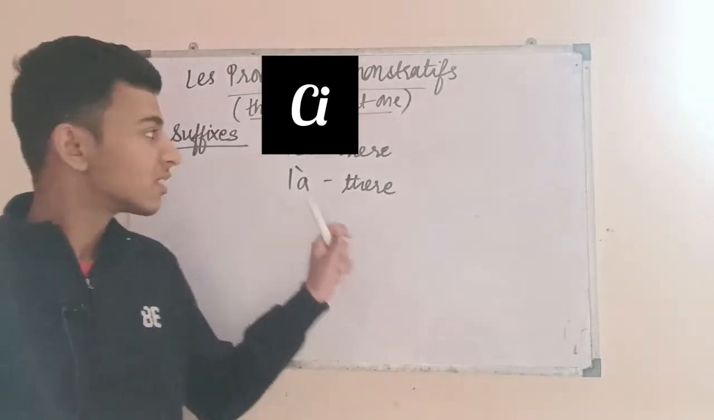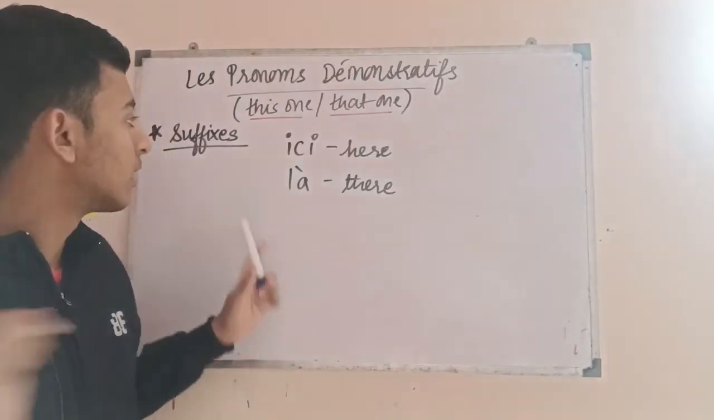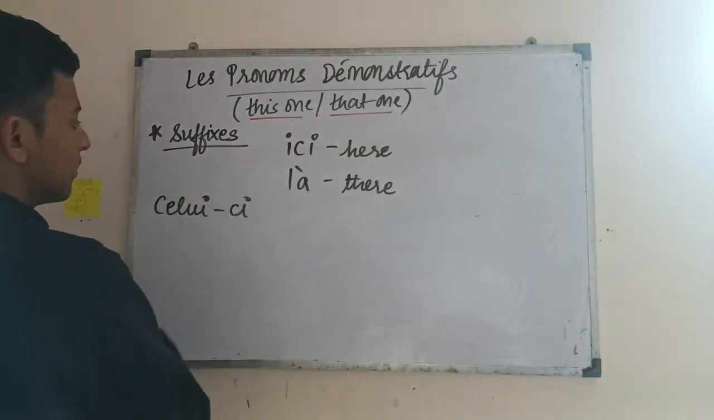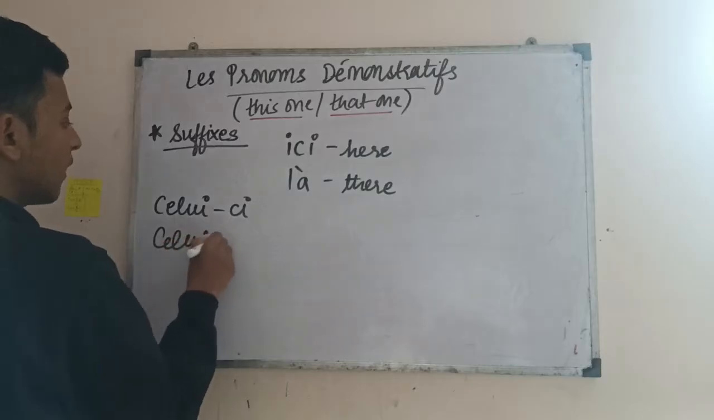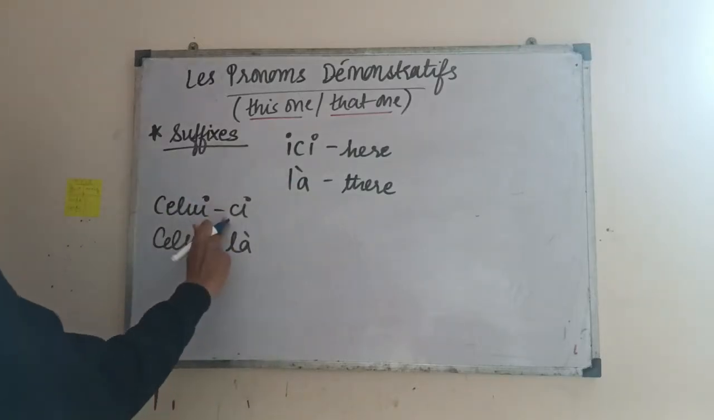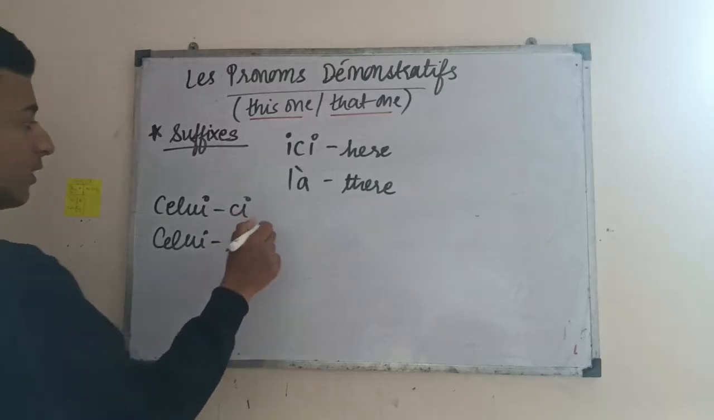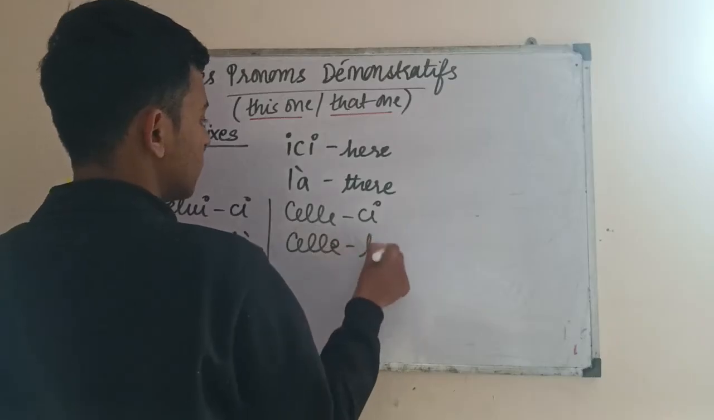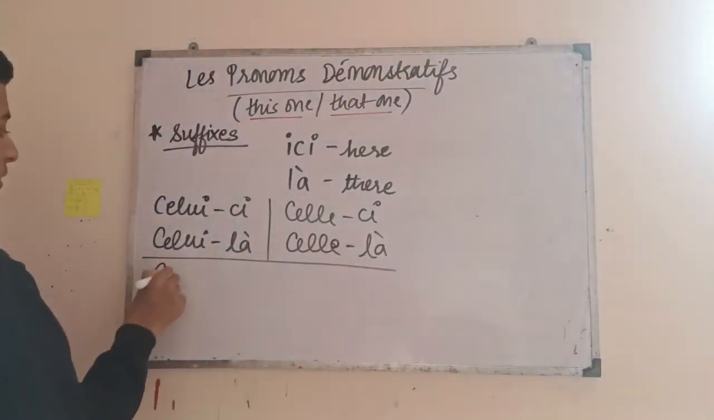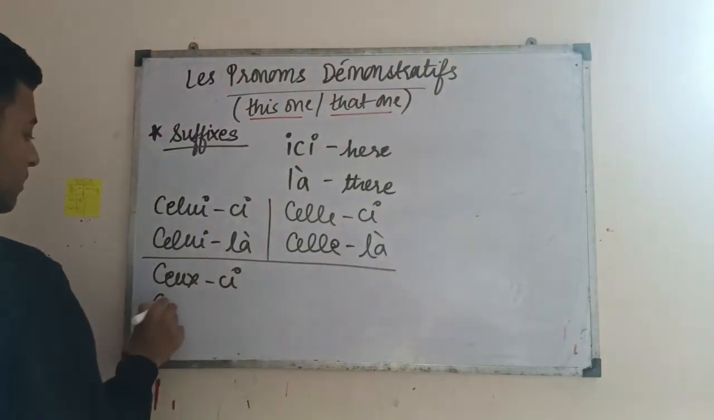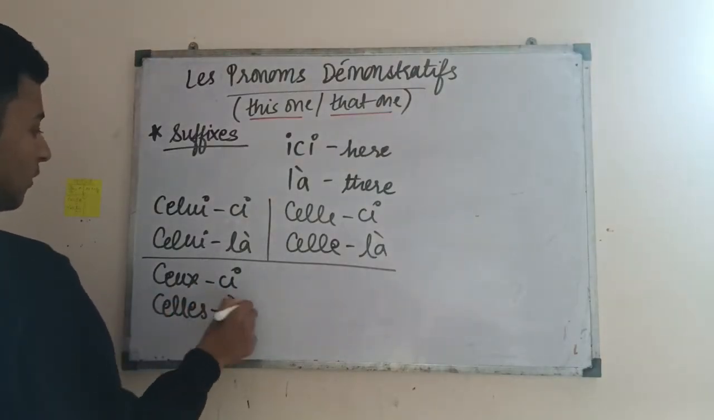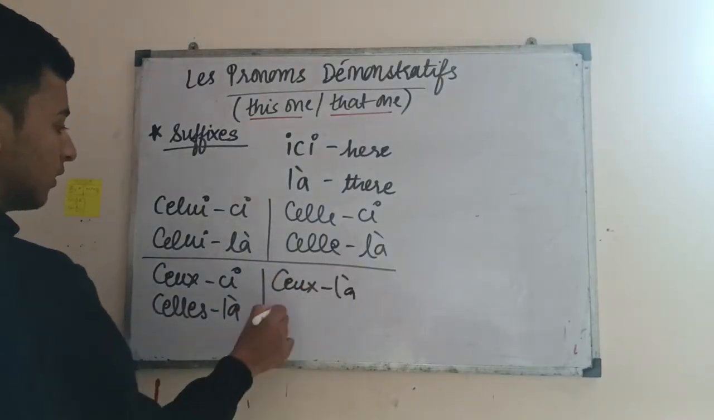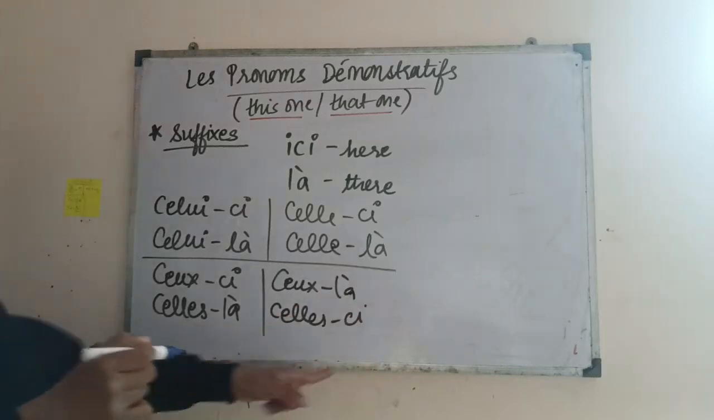So as per the context, we have to use ci and là as suffixes. So it will become celui-ci, celui-là. We don't write celui ici, rather we just add ci: celui-ci, celui-là. Similarly, celle-ci, celle-là, ceux-ci, ceux-là, celles-ci, celles-là.